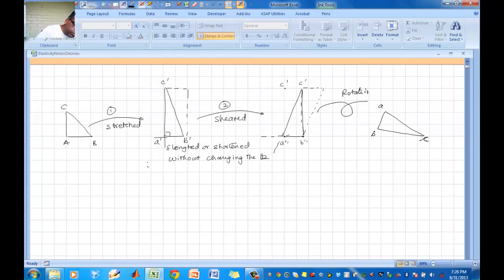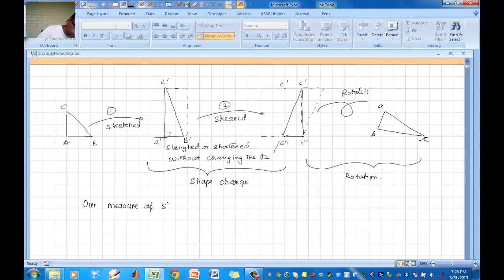Okay, these two involve change in shape. This last one involves rotation. And what we want is our measure of strain should be able to quantify shape change and ignore rotation.